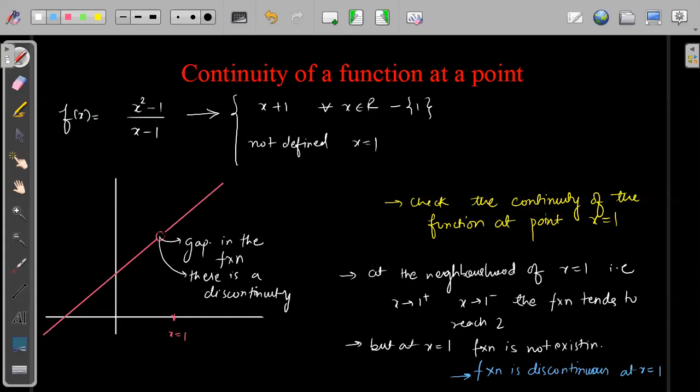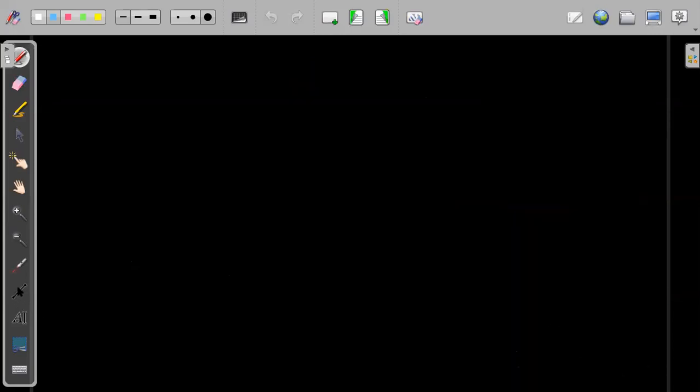Because there is a left hand neighborhood and right hand neighborhood. Because there is a neighborhood of this point. So that means we can discuss the continuity or discontinuity, because there is a neighborhood. If there were no neighborhood, then we could have said nothing about that. So everybody understood why we are saying this function is discontinuous at x equals 1, because there is a neighborhood, right?